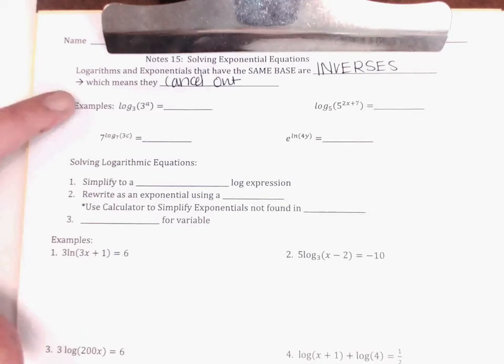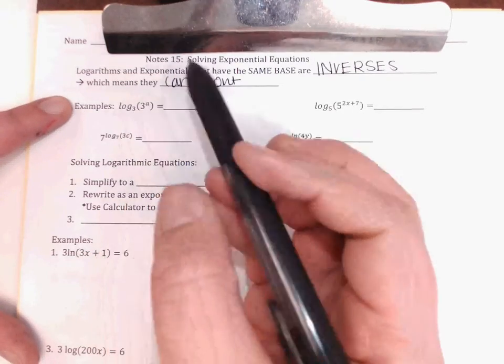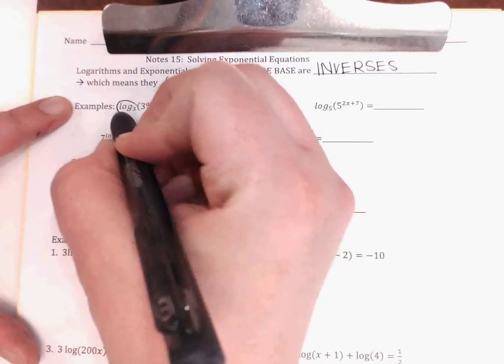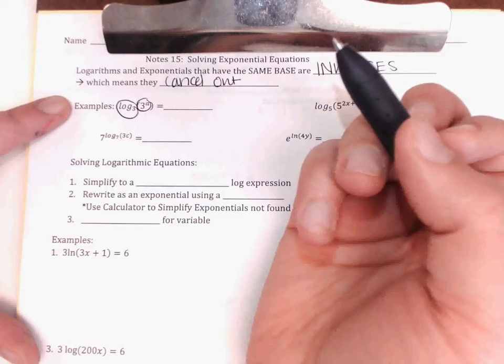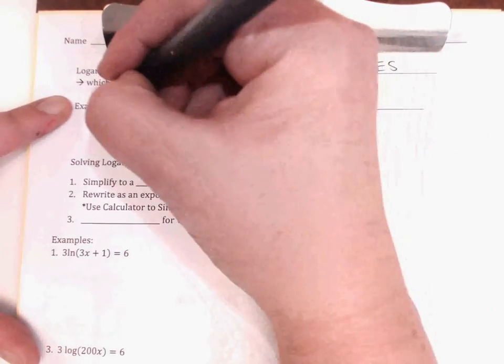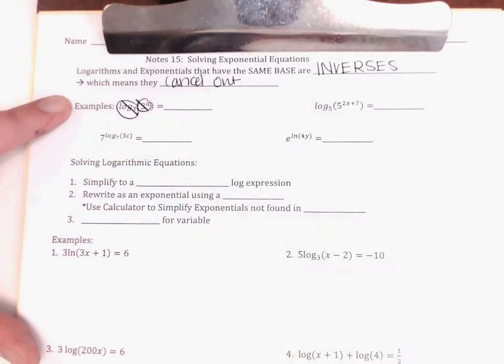So take a look at the first one. Do you see how you have a log base 3 and then an exponential base 3? Because they're both base 3's, the log and the 3 cross out and only the a is going to stay. Now, what if one was a 3 and one was a 5? Well, then that wouldn't work, right? Okay, take a look at the next one.